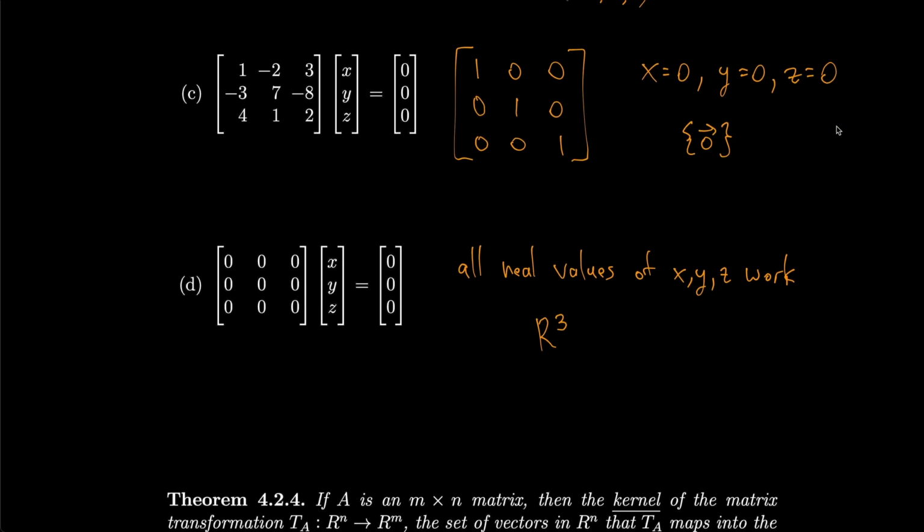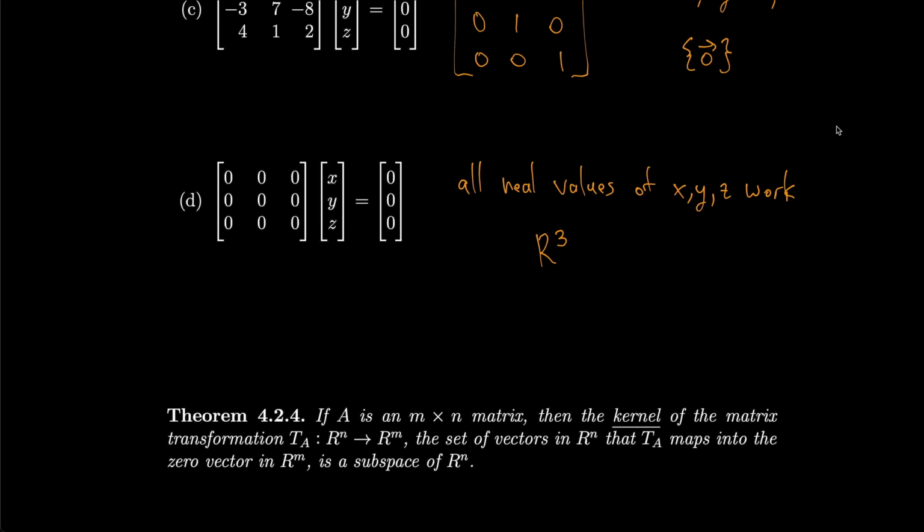Let's end by mentioning this last theorem. If A is an m by n matrix, then the kernel of the matrix transformation TA from Rn to Rm, the set of vectors in Rn that TA maps into the 0 vector in Rm, is a subspace of Rn. So all of the vectors that the transformation sends to 0, when you put them all together, that's called the kernel, and it turns out that that's a subspace of Rn.